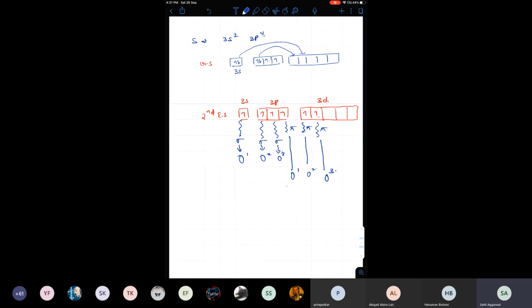Oxygen always uses its 2p orbital. So we have 3p pi, 2p pi, 3d pi, 2p pi, 3d pi, 2p pi. Any doubt in this?